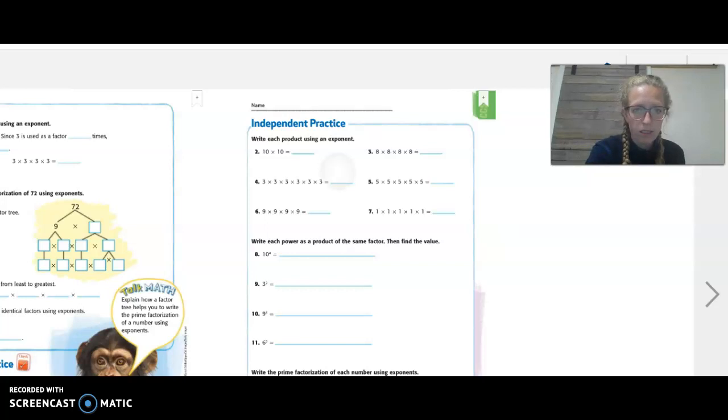So my 3 is my base, and then I have 1, 2, 3, 4, 5, 6. So 3 to the power of, what is that? Should be a 6. It's not a very pretty 6, but there it is. That's all you do for numbers 2 through 7.